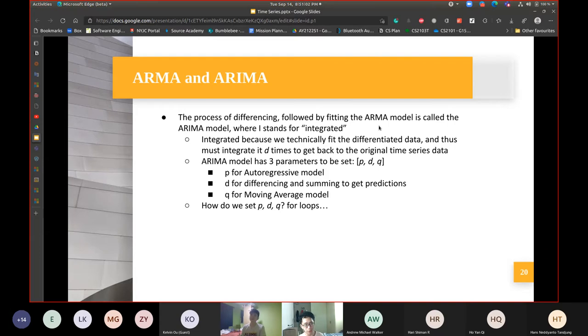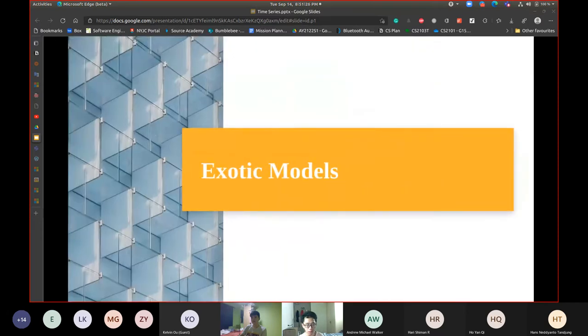How do we set P, D, Q? Well, you can for loop them because most of the time P, D, and Q will actually be less than 10. It's very rare for them to go beyond 10. So all you need to test is 1, 2, 3, 4, until 10. That runs very fast. There are ways to avoid doing a for loop and be smarter at it. I think there are resources on that later on.